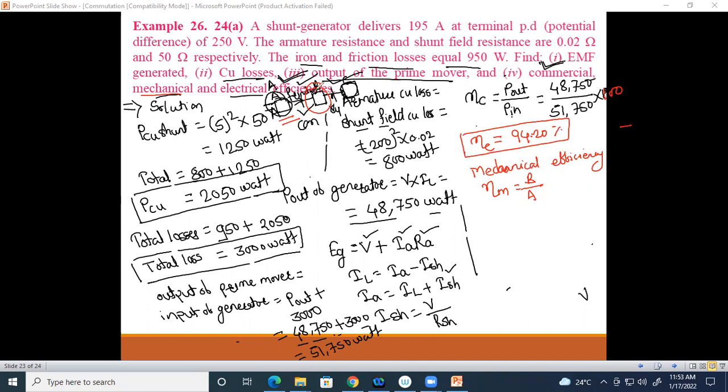So do you have the value of power developed in the armature? Have we calculated it with the formula? Yes, sir. What is that value of B, the power developed in the armature? 39,000. How?